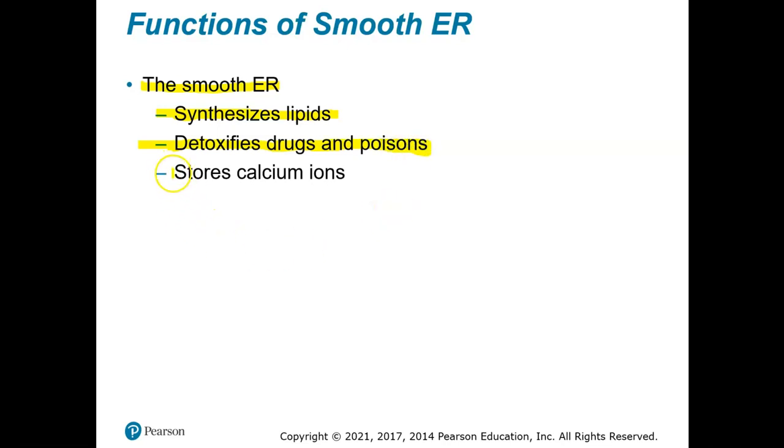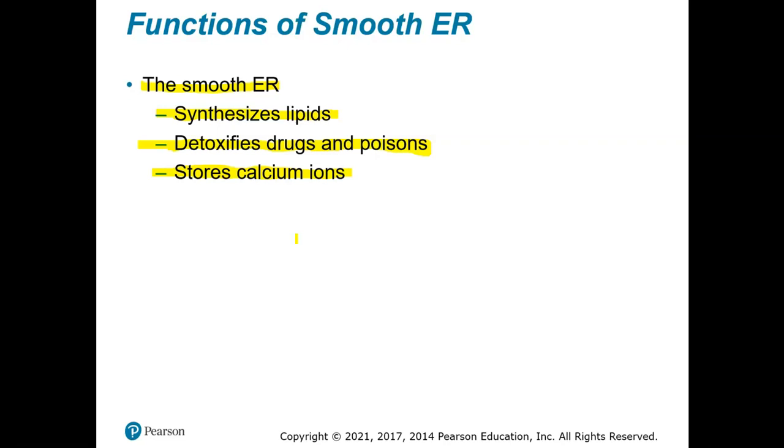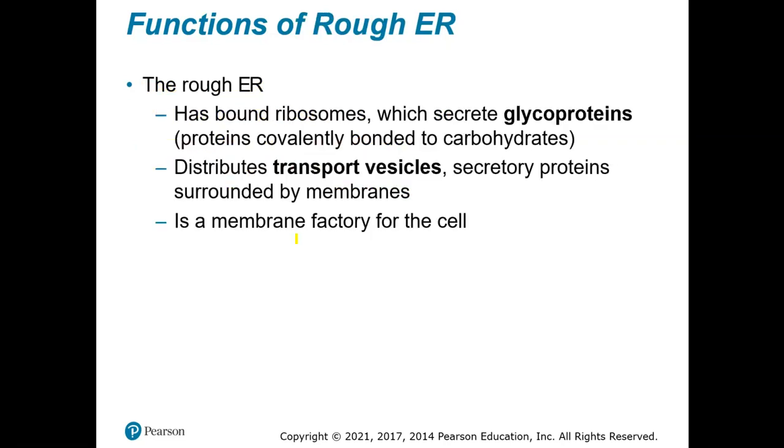The smooth ER also functions in storing calcium ions, and particularly this is going to occur in muscle cells, because calcium is required for muscle contractions. So smooth ER, these are the three functions. It synthesizes lipids, detoxifies drugs and poisons and other toxins, and stores calcium ions. The rough ER, we already said, contains ribosomes.